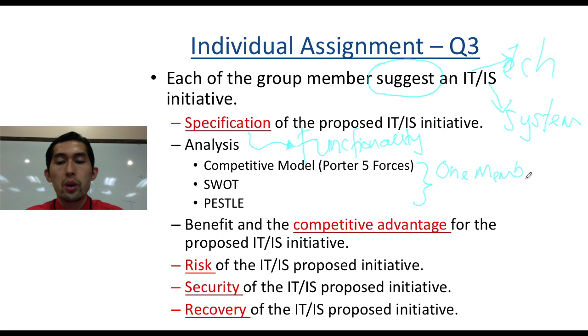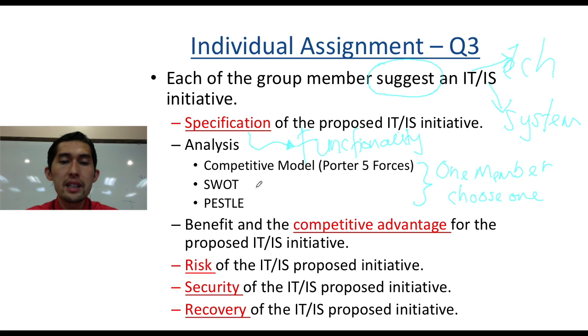So, if you have identified a new technology for them to use, you are going to use Porter's 5 forces to look at and evaluate that particular new technology. If you have chosen to give a suggestion of an improvement of the information system or even a new information system, you do that as well. And you choose either SWOT or PESTEL to be applied onto your new solution.